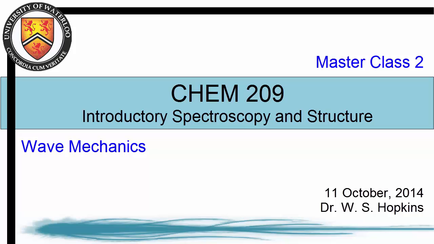Welcome to the Chemistry 209 Masterclass series. This series of lectures is intended to highlight the key concepts of introductory spectroscopy and structure. This lecture, Masterclass 2, discusses how we formulate quantum theory and how this formulation may be interpreted in terms of quantized energy levels and atomic and molecular orbitals.